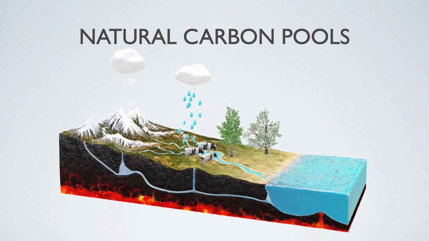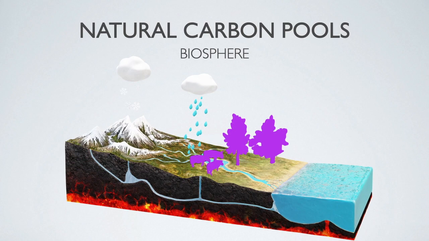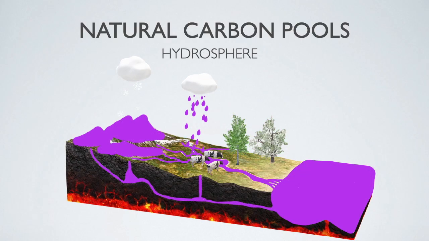These exchanges take place between the four major natural pools of carbon on the planet: the atmosphere, the biosphere, the hydrosphere, and the lithosphere. The atmosphere is the gaseous envelope surrounding the Earth, which we commonly call air. The biosphere is the totality of living organisms, such as plants and animals, for example. The hydrosphere is the whole of the water present on Earth.